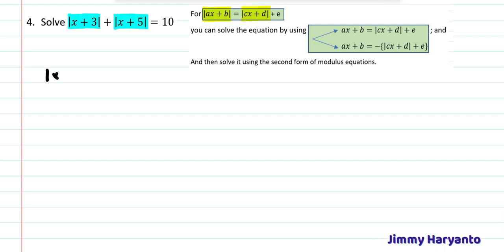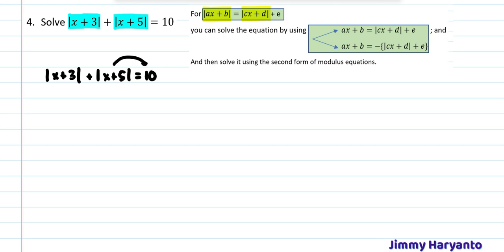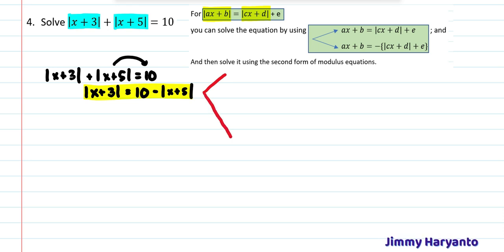So let's rewrite the questions. It will be like this. And then let's move the x plus 5 to the right hand side. You will have the absolute value of x plus 3 on the left hand side, 10 minus the absolute value of x plus 5 on the right hand side. Okay, so our expression is already the same as the formula. That means we can split them into two parts right now.